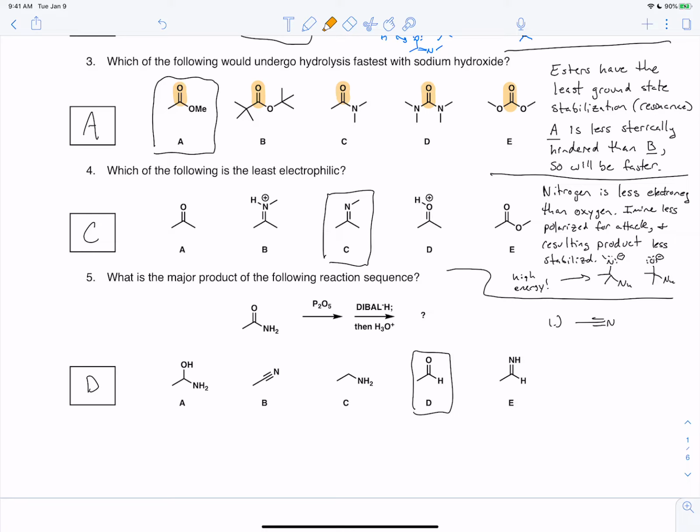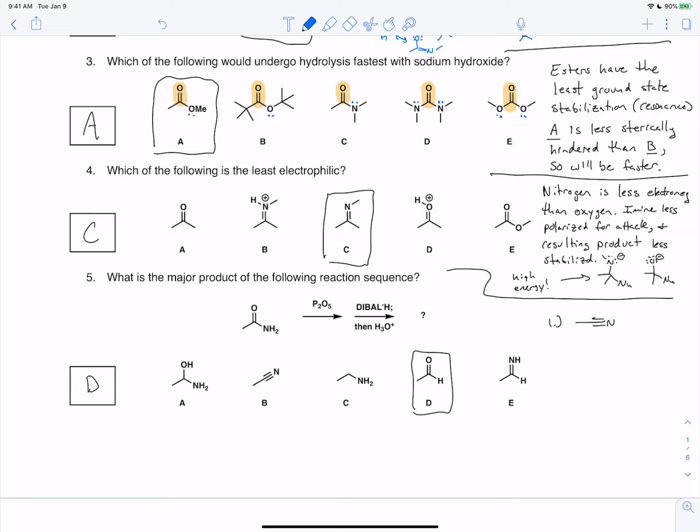And the rate differences come from how stabilized the ground state is. This is usually demonstrated through resonance stabilization by donating lone pair electrons into the pi system. So now we need to evaluate which ones have the most resonance donation into the carbonyl and which ones have the least. In this case, nitrogen atoms are much better electron donors than oxygens.